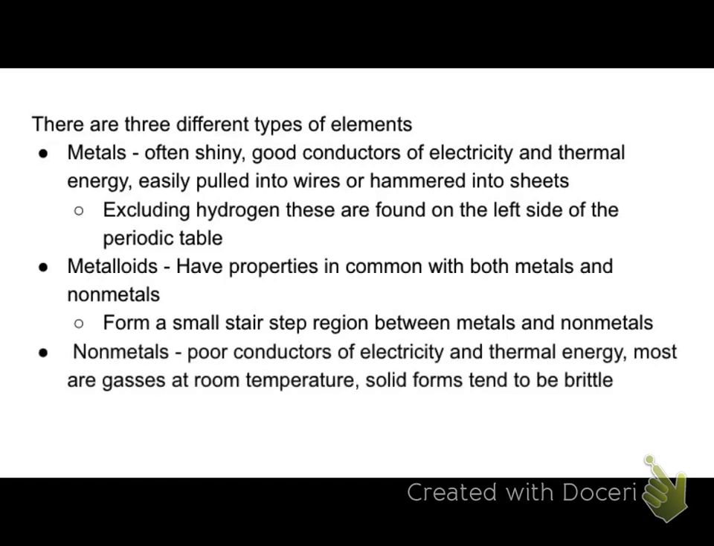And the nonmetals are generally poor conductors of electricity and heat. They are most often gases at room temperature, but if they do form a solid, then that solid tends to be brittle, meaning instead of bending and flattening into a sheet or pulling out into a wire, it will instead just break.